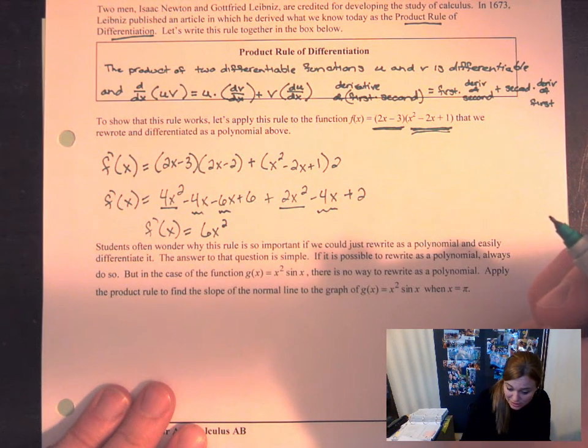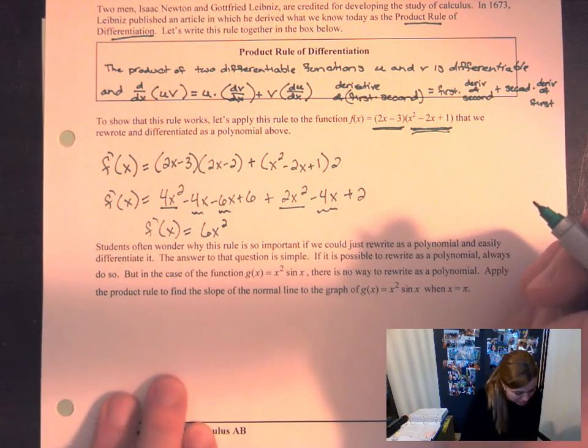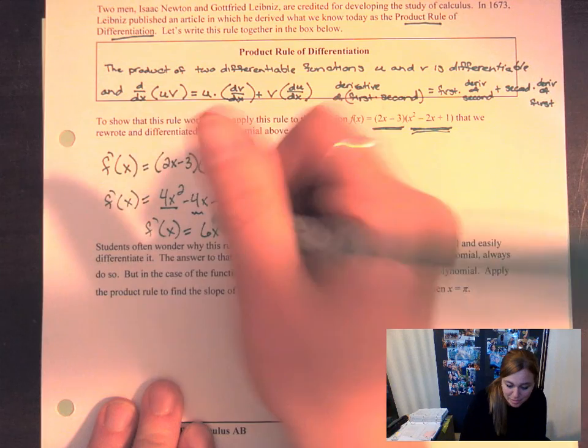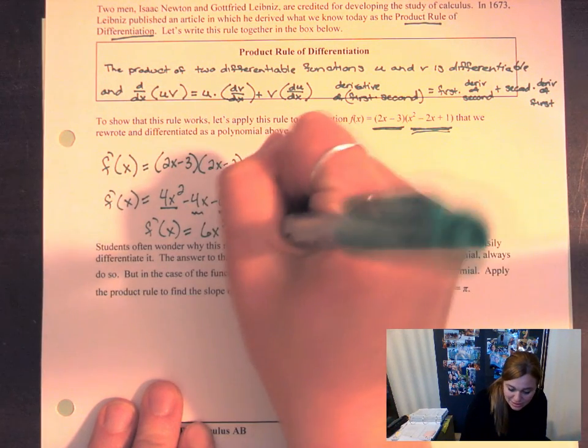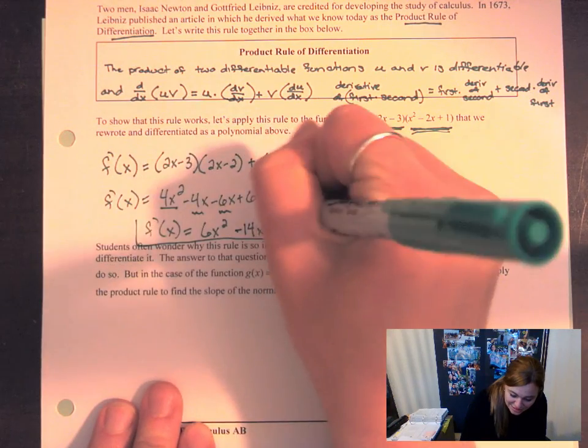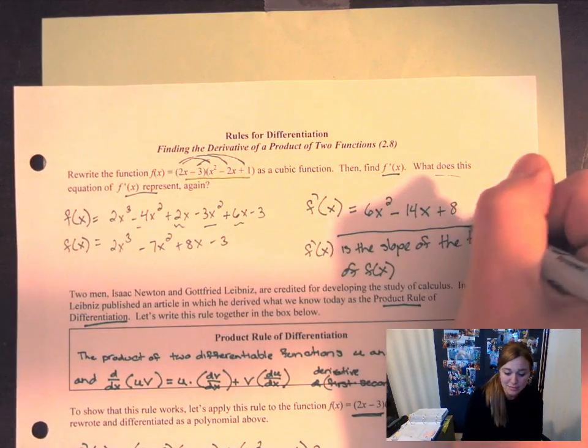negative 14x. Did I mess up something here? Let me see. Oh wait, no I didn't, because I can see up above. That's what I'm supposed to get. This is negative 14x. 6 plus 2 is 8. And look at that. What? Woo! That's the same thing.